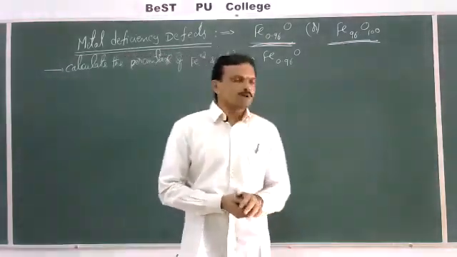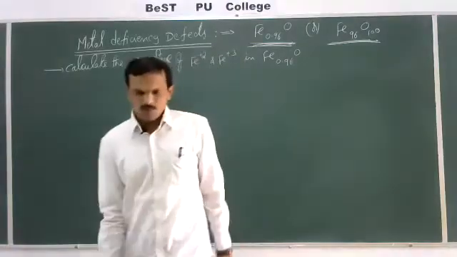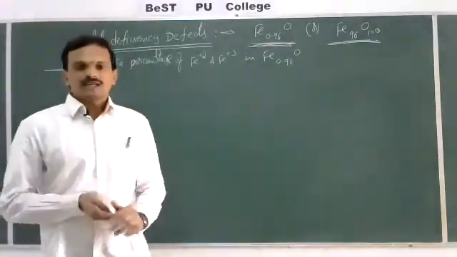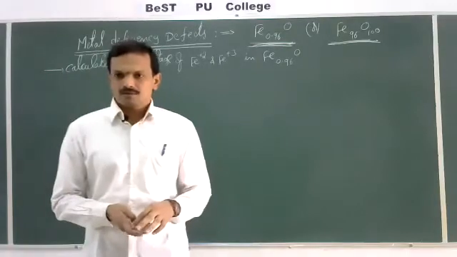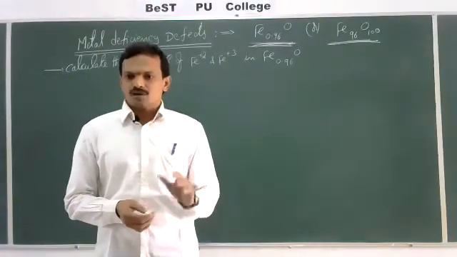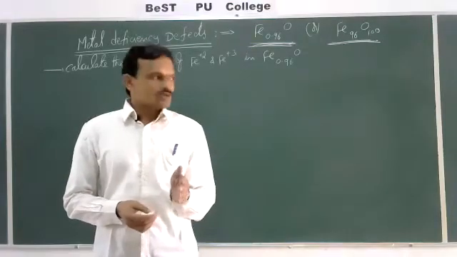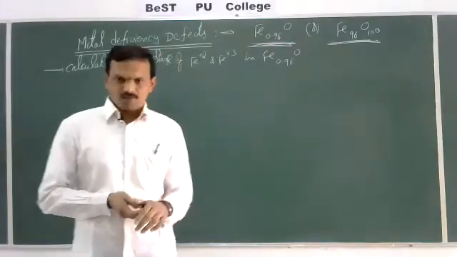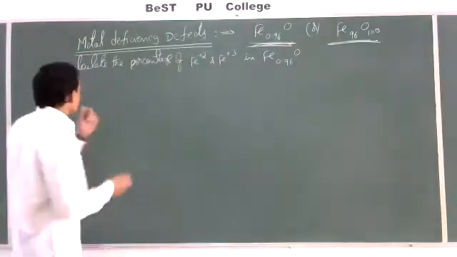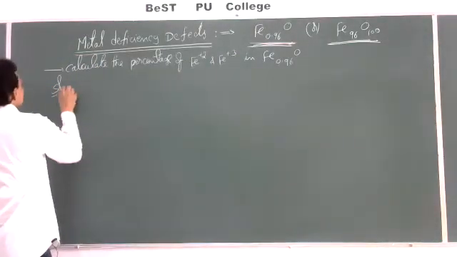We'll solve this problem based on one condition. What is the condition? In any lattice, the total charge of all cations is always equal to the total charge of all anions. Based on that condition, we'll solve this. Now let us see the solution.